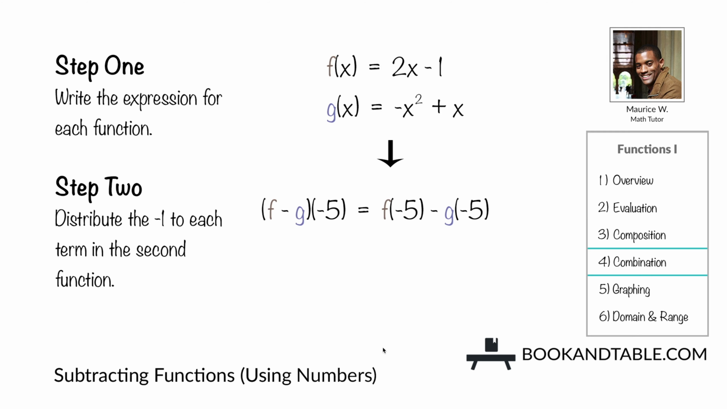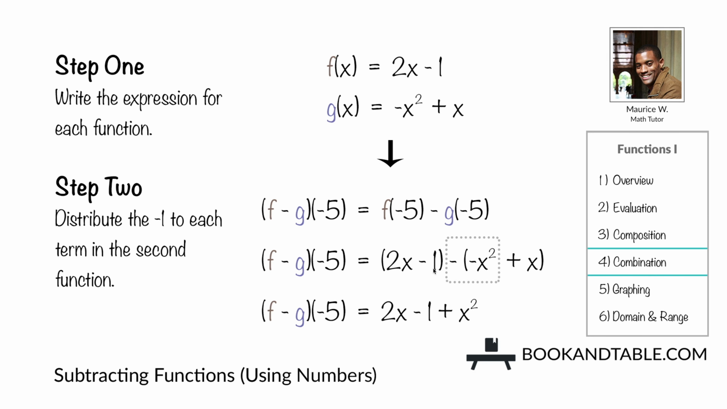Let's have a look at the example f minus g of negative 5. This will be equal to f of negative 5 minus g of negative 5. So step 1 is to write the expression for each function, f and g. So again, we get 2x minus 1 minus negative x squared plus x. Step 2 is the same. Distribute the negative 1 to each term in the second function, giving us 2x minus 1 minus negative x squared, which is plus x squared. And negative 1 times x is negative x.